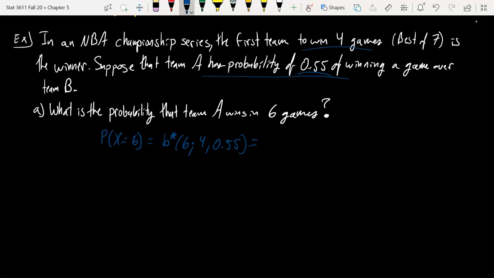It takes 6 games, so that means that out of the first 5 games, you have to choose 3 of them to win. And then how many games in total are you winning? You are winning 4 with probability 0.55, and you are losing 2. The probability of losing 2 is 0.45 squared. So 5 choose 3, 0.55 to the 4th, and 0.45 squared.